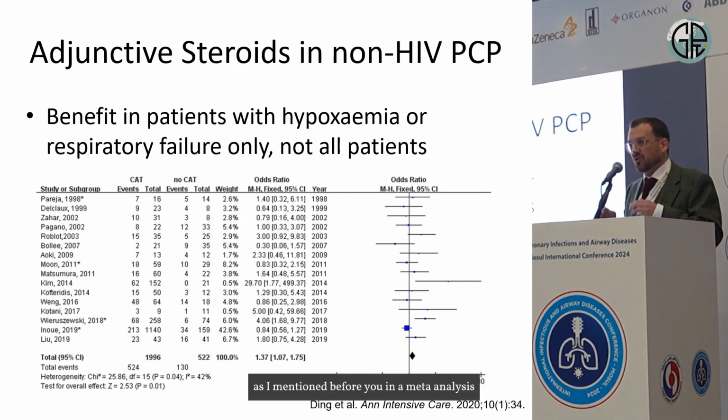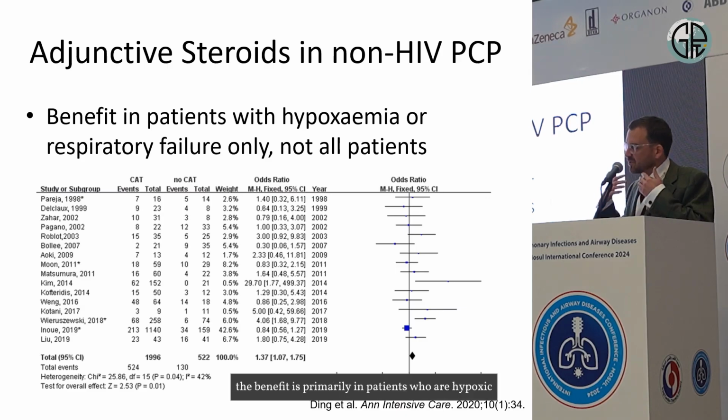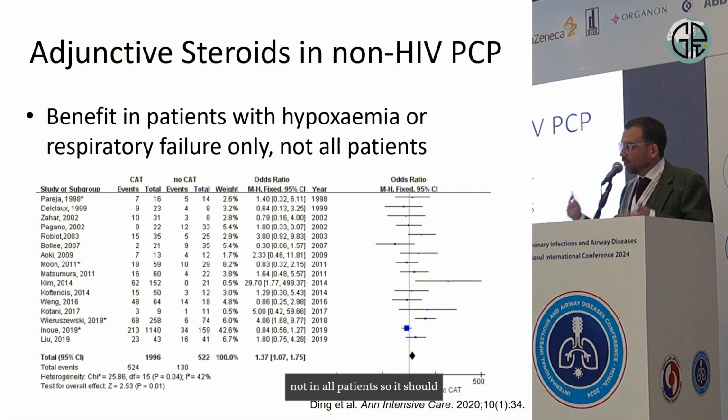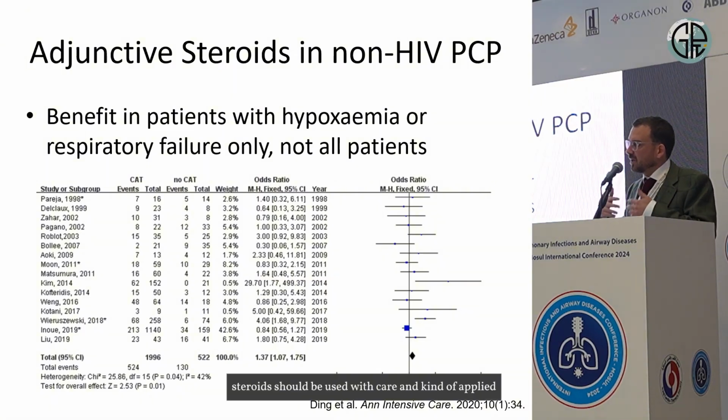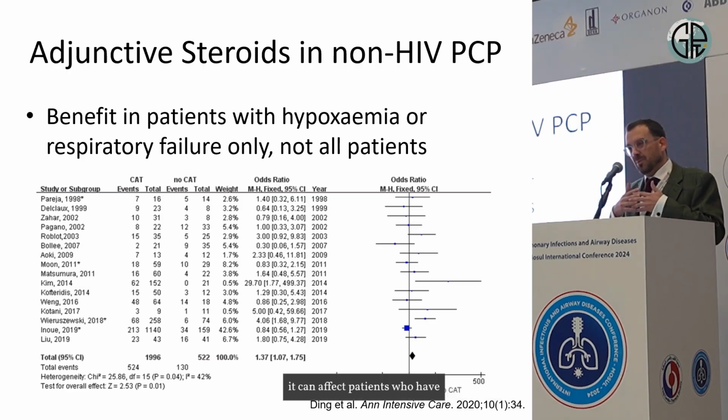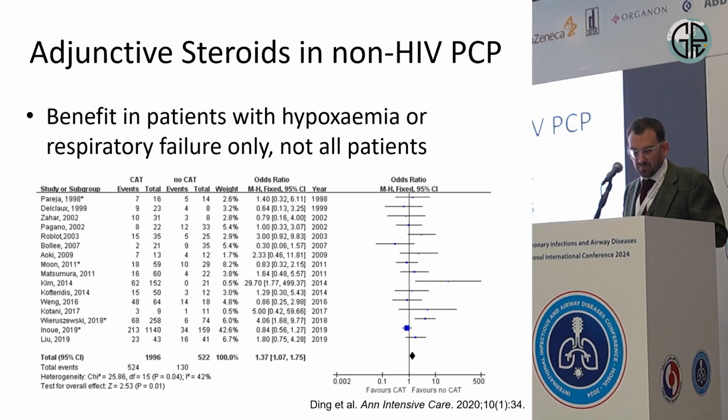Adjunctive steroids, as I mentioned before, in a meta-analysis, actually the benefit is primarily in patients who are hypoxemic or have respiratory failure, not in all patients. So steroids should be used with care and applied to patients who have evidence of severe disease rather than milder PCP.